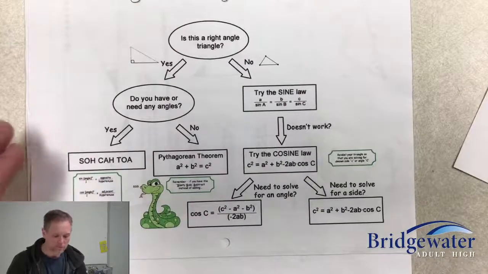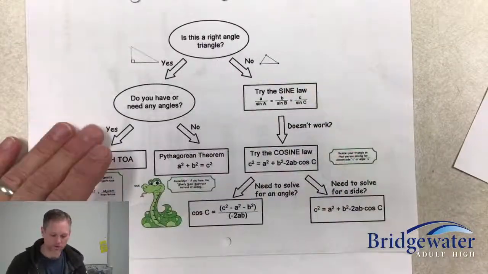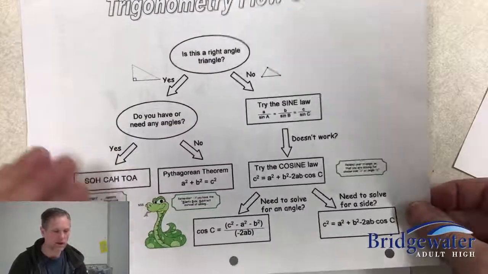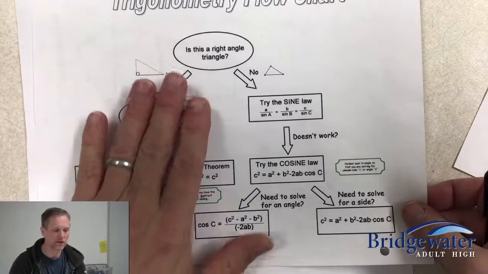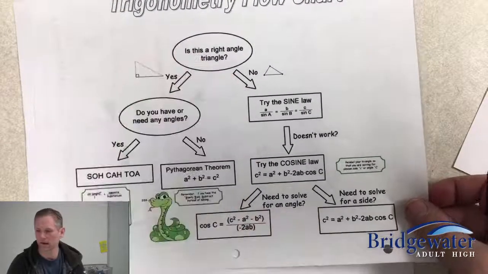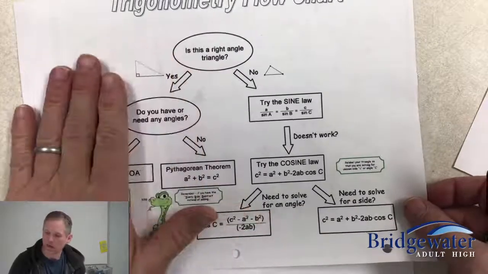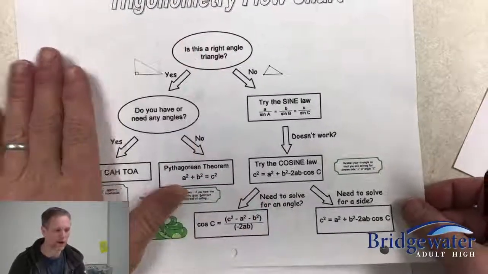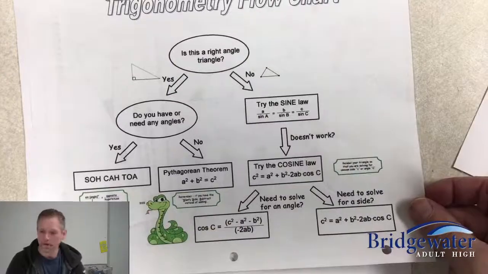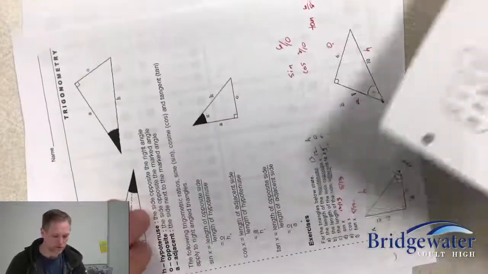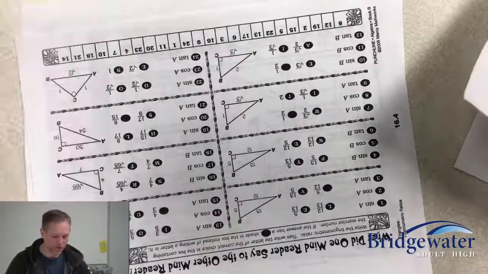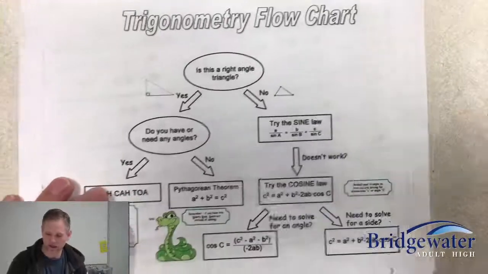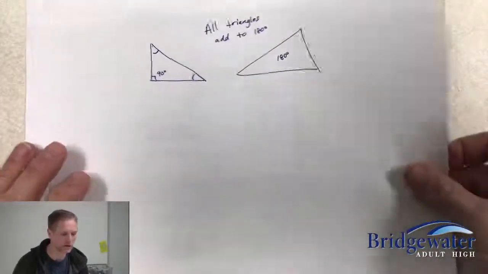Essentially, you have to know if you have a triangle, are you looking for an angle or are you looking for a side? And you can do it a couple different ways with a right angle triangle and a couple different ways with a non-right angle triangle. Okay, so the first thing that we have to do here is we have to know how to label a triangle.